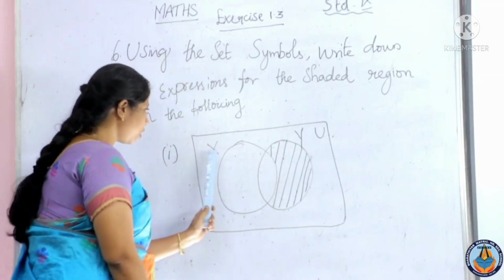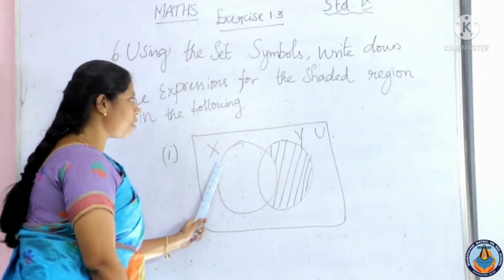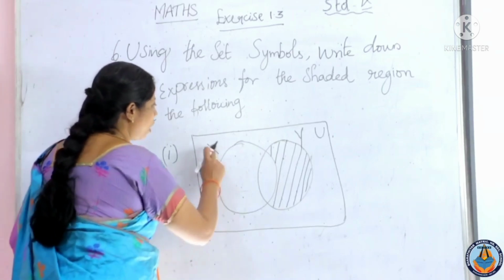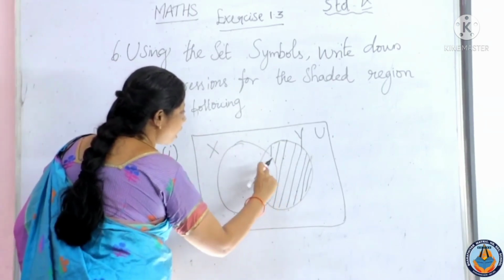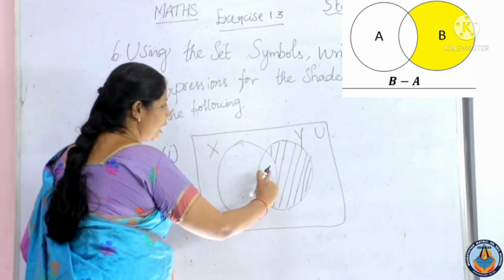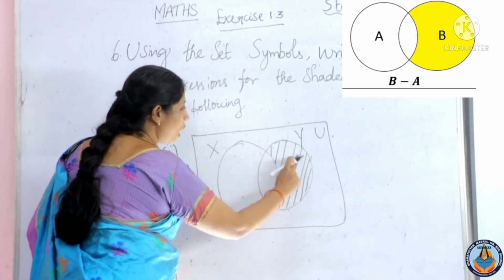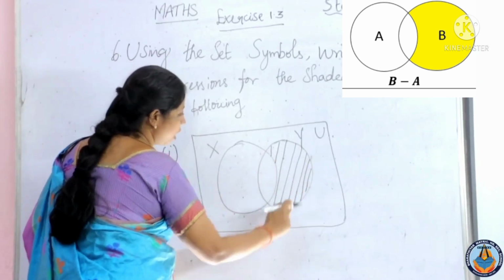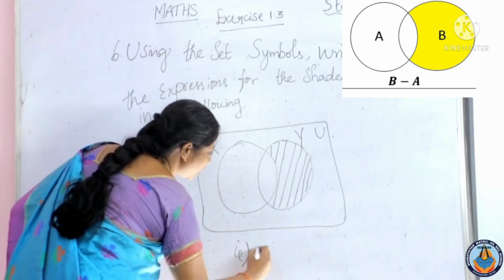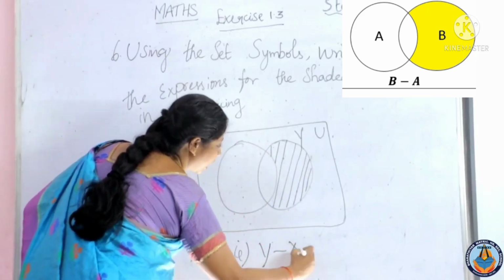Here, can you guess the diagram? Here, x and the common portion have been neglected. Only part of the y portion is shaded. Therefore, your answer is y minus x.